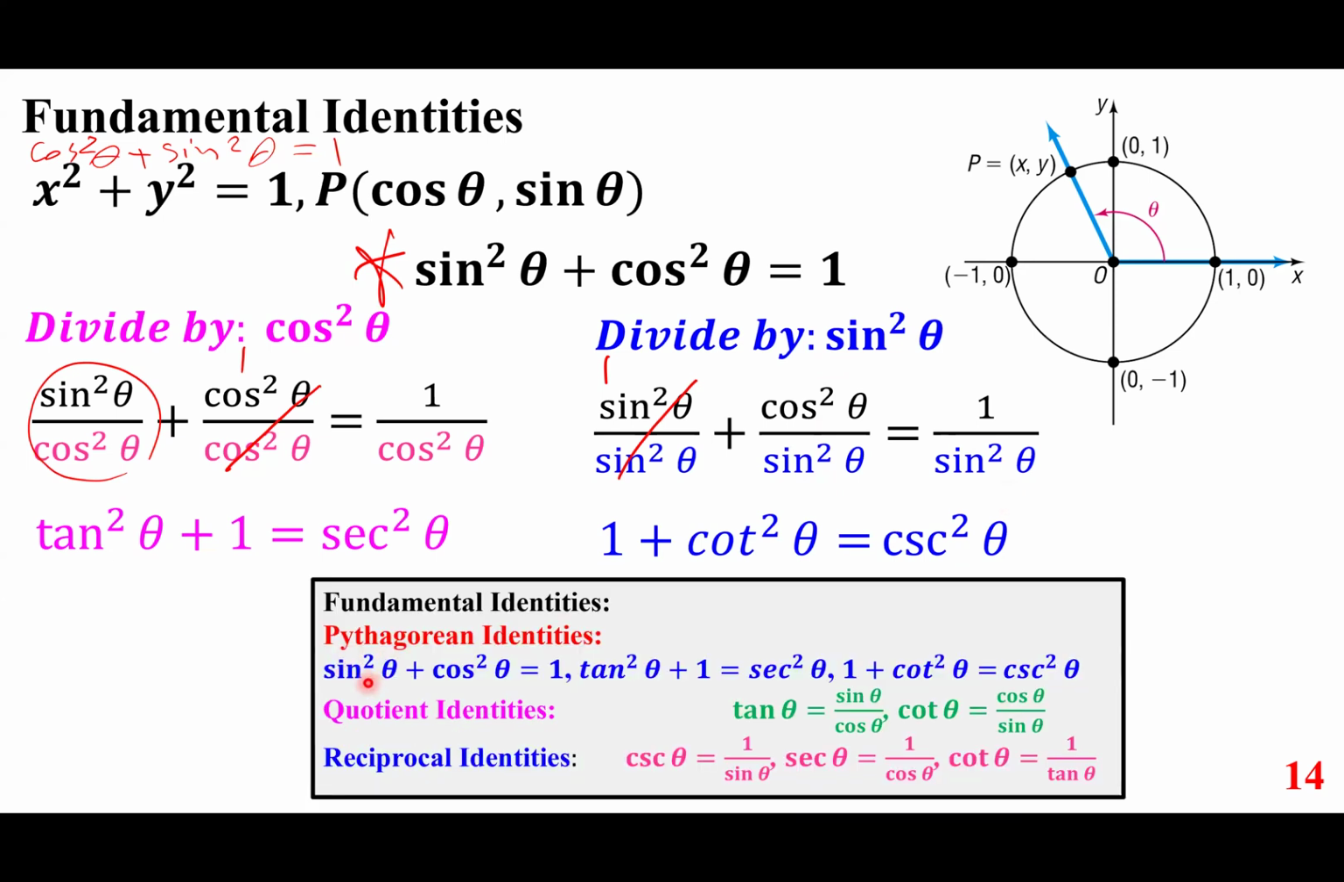Pythagorean identities: sine squared plus cosine squared is 1, tan squared plus 1 is secant squared, 1 plus cotangent squared is cosecant squared. The quotient identities have been discussed. Tan theta is sine over cosine, cotangent is cosine over sine. Reciprocal identities: cosecant is 1 over sine, secant is 1 over cosine, and cotangent is 1 over tangent theta.